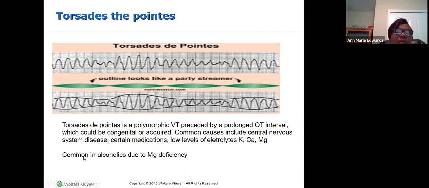Now, I wrote down here, this rhythm may be found in alcoholics due to magnesium deficiency. Alcoholics tend to be malnourished, and so alcoholics may be deficient in magnesium. So this is a rhythm that may be present in alcoholics due to their magnesium deficiency. So you know, to treat this rhythm, you'll have to correct the causes. Give magnesium, calcium, or potassium, okay?